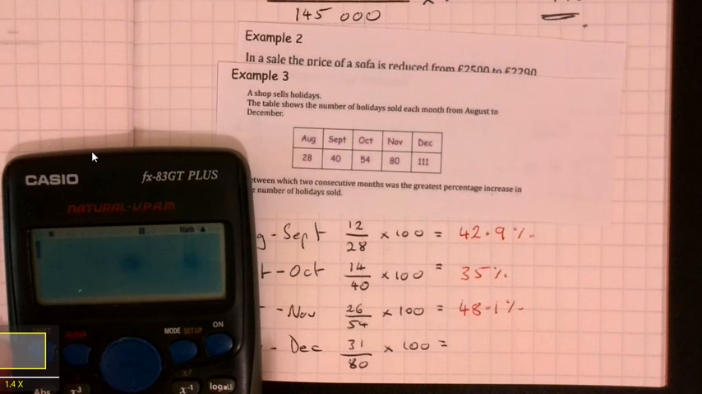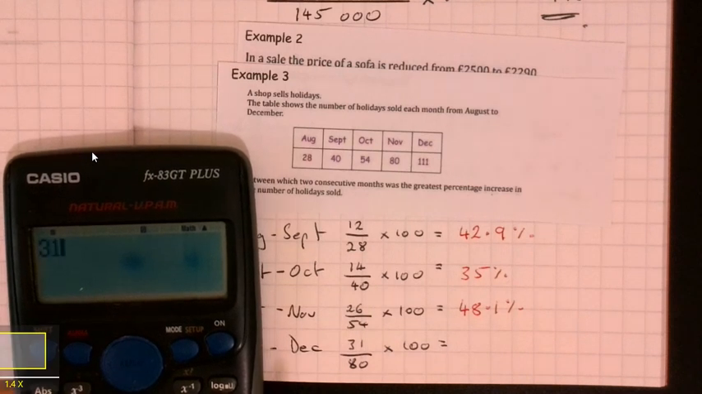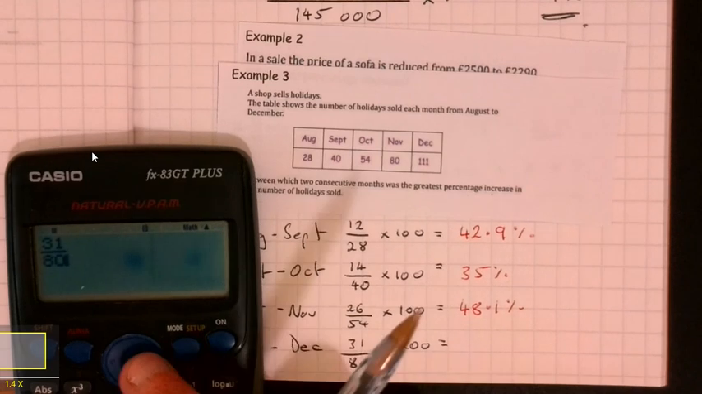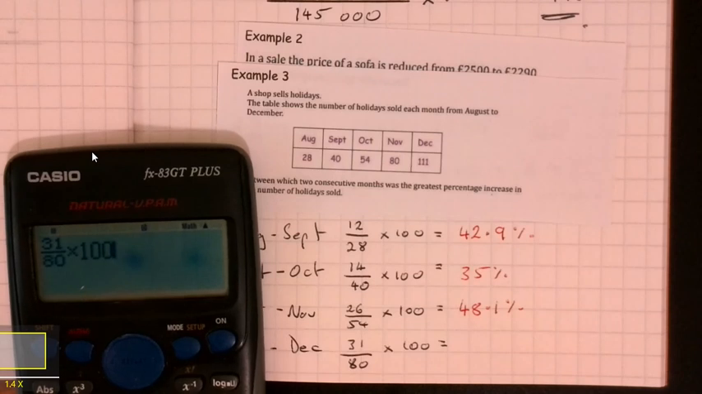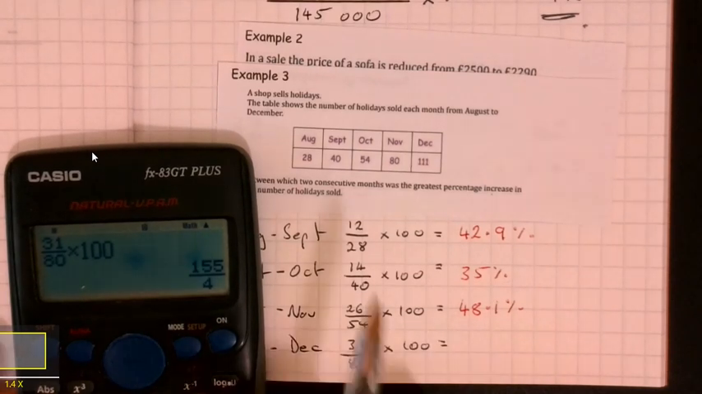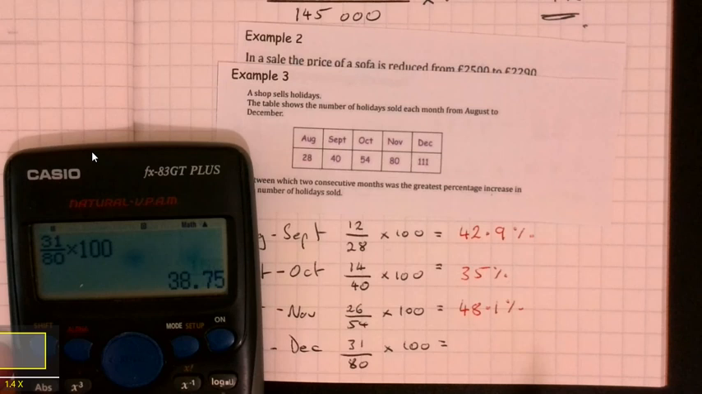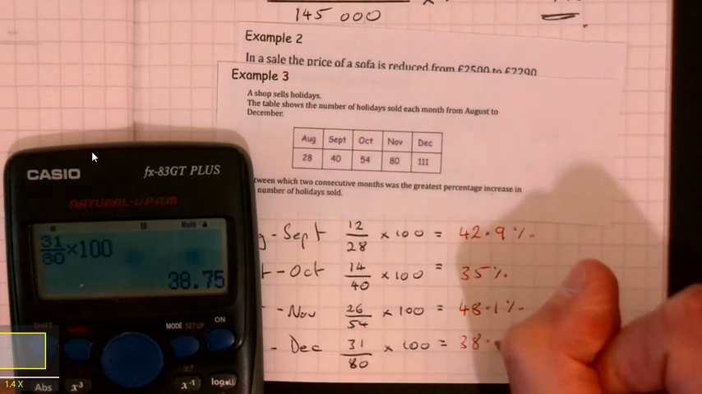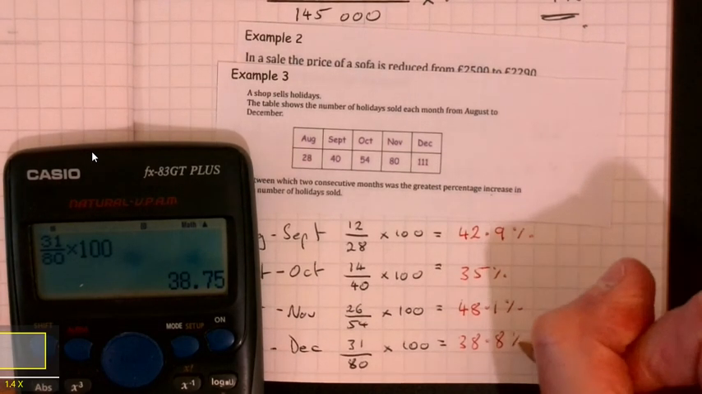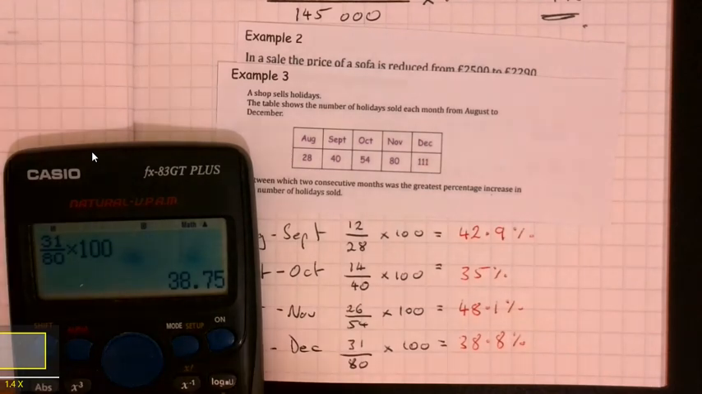And then let's check this last one. 31 over 80, multiplied by 100. Oh, it's tense. Oh, what's it going to be? 38 point something, and if I want to do that to one decimal place, round that. There we go. So we've got an answer, haven't we?